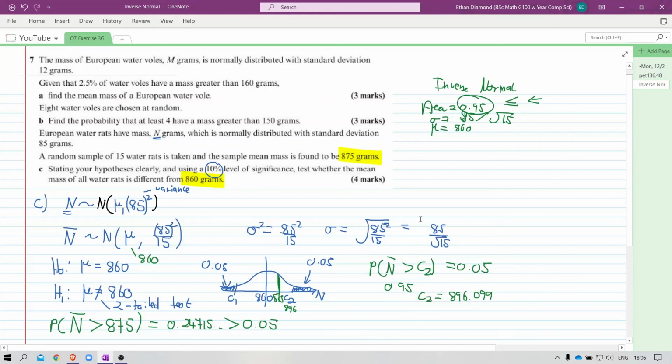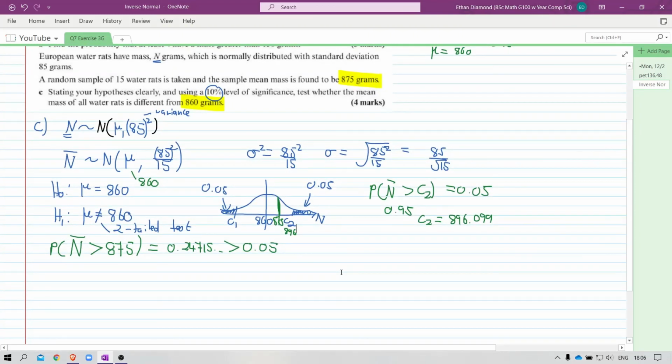So I've shown you two different ways to do it. It's completely up to you how you would want to do it in the exam. Both are valid, both are fine. So we would just say a concluding sentence. I'll write this bit down. So do not reject H0, and then you do have to write down the concluding sentence, literally just parroting the question, saying: the mean mass of all water rats is not different from 860 grams, because there's insufficient evidence to suggest that. Now, if it was a different significance level, then it would be different, but in A-level maths, they give you the significance level, and you just have to work it out.